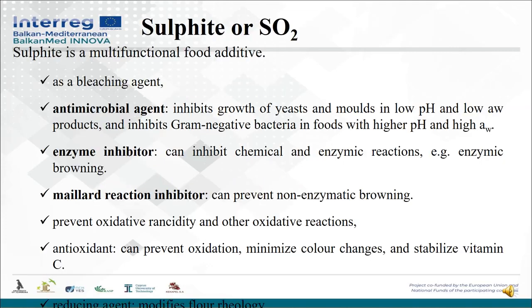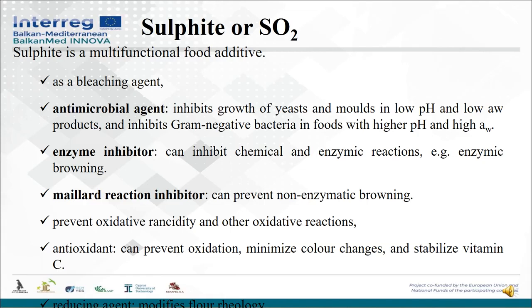Let's now explain the multifunctionality of sulfite as a food additive. It can act as a bleaching agent. Also, it can act as an antimicrobial agent because it has the power to inhibit growth of yeast and molds in low pH and low water activity products. Also, it inhibits gram-negative bacteria in foods with higher pH and high water activity.